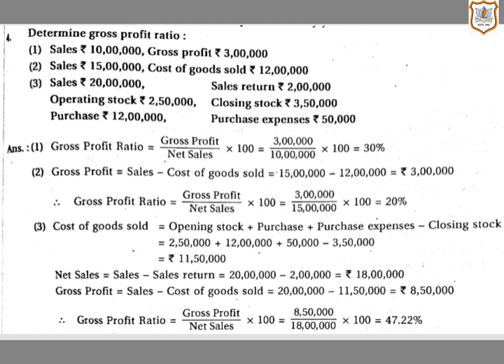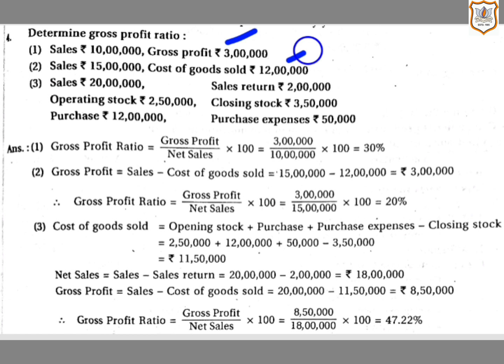Here let us start with question number 4. Here it is given. You have to determine gross profit ratio. It will come under profitability ratio. So here information is given. Sales rupees 10 lakh, gross profit rupees 3 lakh.